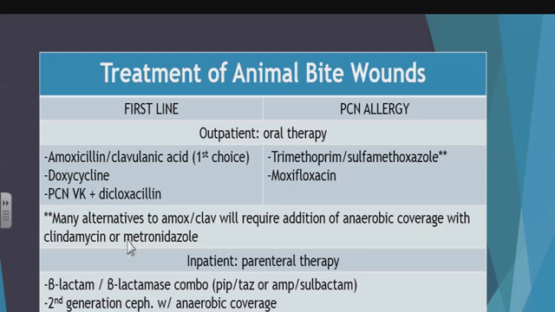For parenteral therapy, so this is a more severe infection, we're going to be using our beta-lactam, beta-lactamase inhibitor combination, which includes piperacillin-tazobactam or ampicillin-sulbactam. So again, ampicillin-sulbactam, that's very similar to Augmentin as far as antimicrobial coverage, right? Okay. So you could also use a second-generation cephalosporin with anaerobic coverage, depending on your formulary.